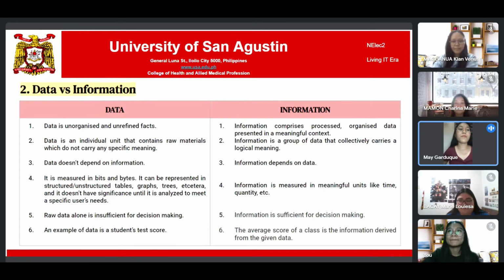Data is measured in bits and bytes, and it can be represented in structured or unstructured forms such as tables, graphs, trees, etc. It doesn't have significance until it is analyzed to meet a specific user's needs. Information is measured in meaningful units like time, quantity, etc. Raw data alone is insufficient for decision making, while information is sufficient for decision making. An example of data is students' test scores. The average score of the class is the information derived from the given data.